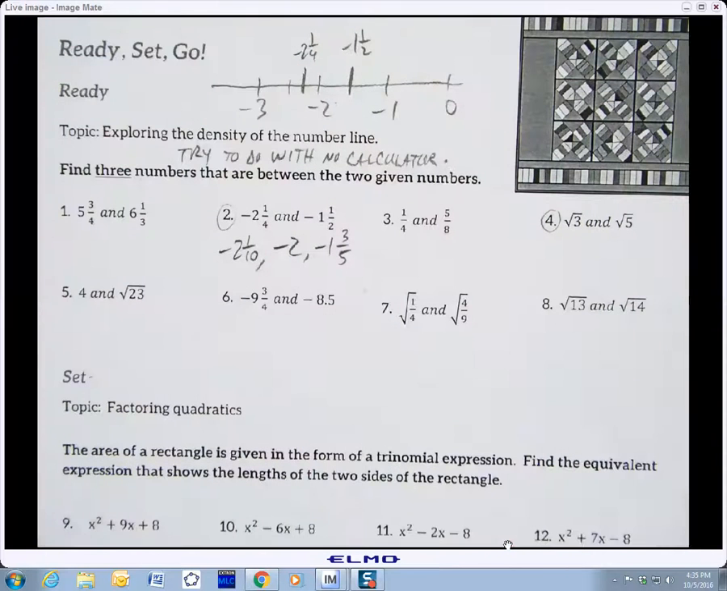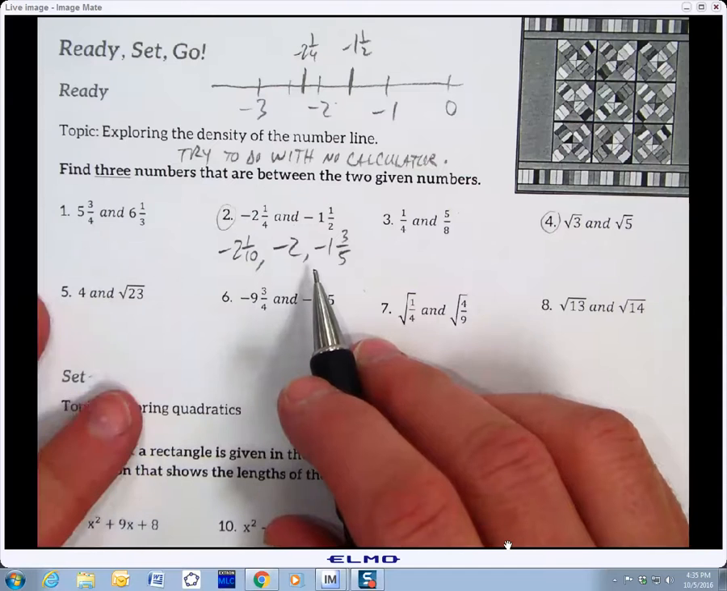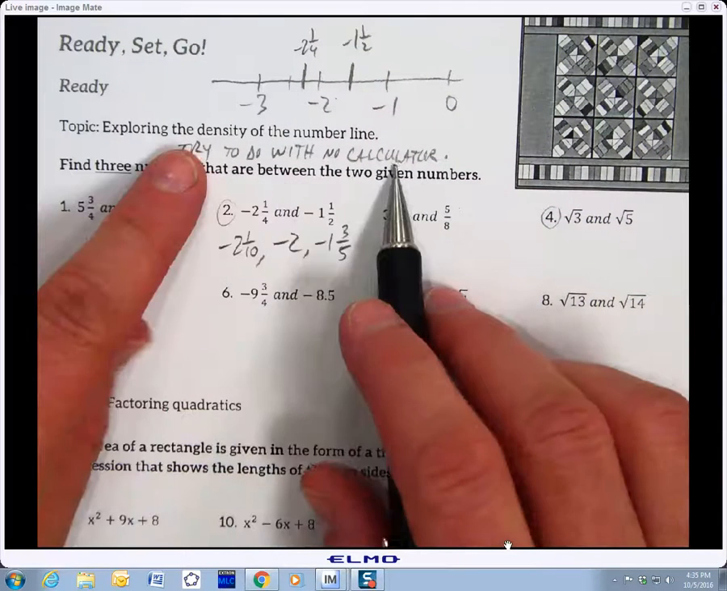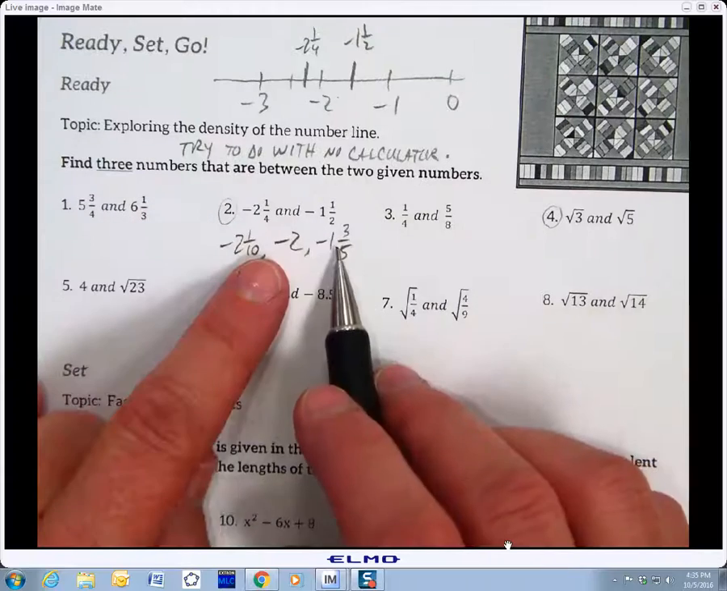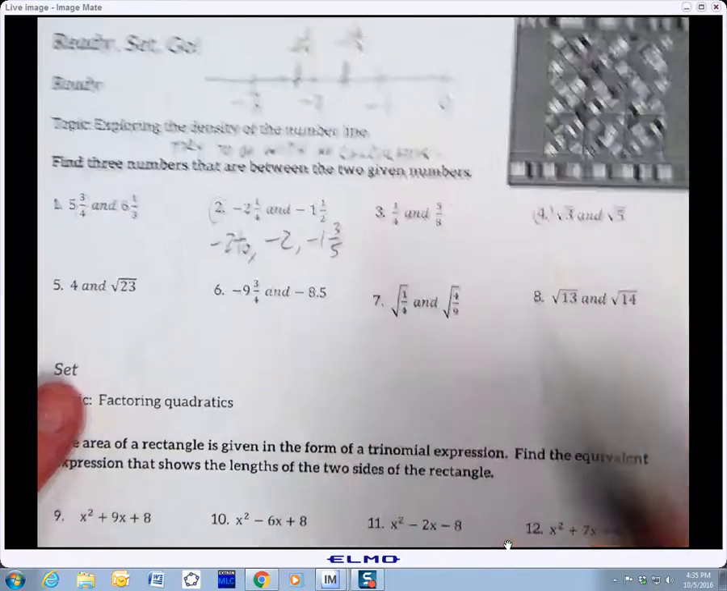Lots of options. In fact, that's kind of the point. You don't have just a certain number of options. You have an infinite number of options. It's just a matter of finding three that are easy enough to write down, that you know for sure are between those two. All right, again, no calculator here. We're just reasoning through it. The negatives tend to confuse people as well because it feels like we're going backwards.